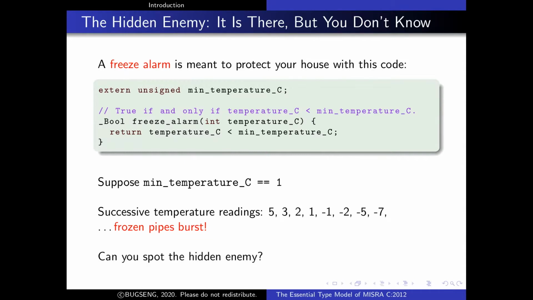And can you spot the hidden enemy? The hidden enemy is due to the fact that there is an implicit and thus hidden typecast, which the language will insert, whereby the temperature C variable will be converted to unsigned implicitly. So -1 will become a very large number, and the same for -2, -5, -7. And so freeze alarm will always return false for these readings, and so the device is not working.